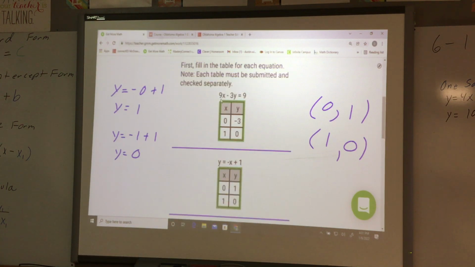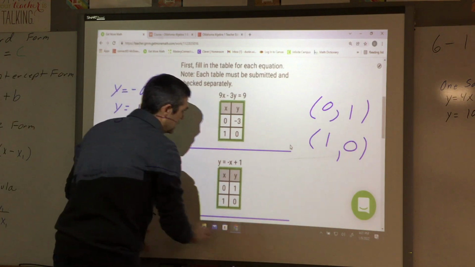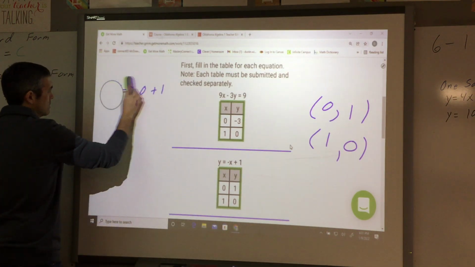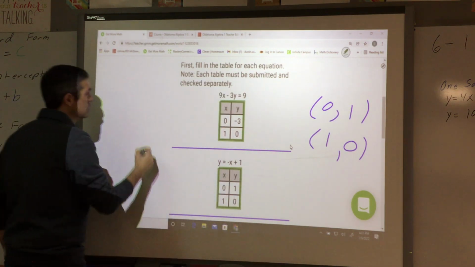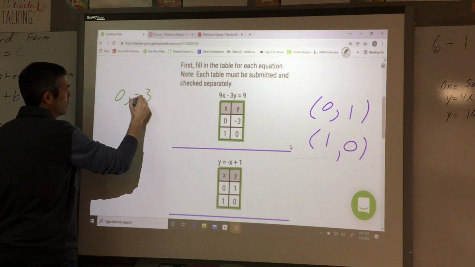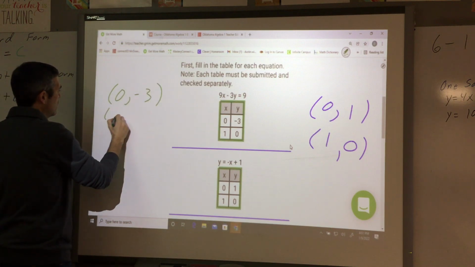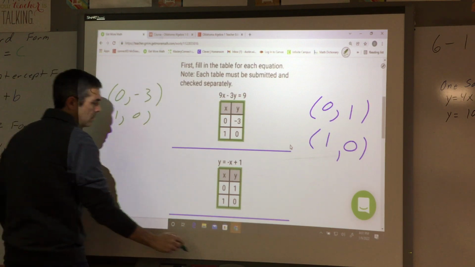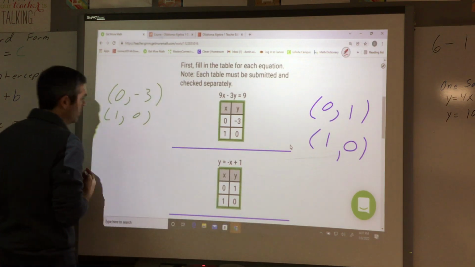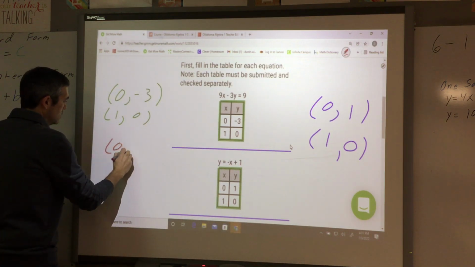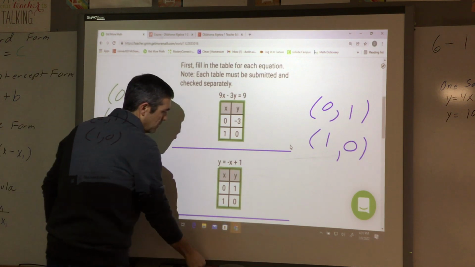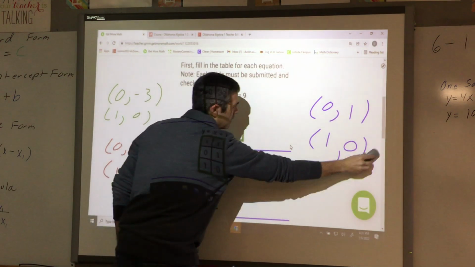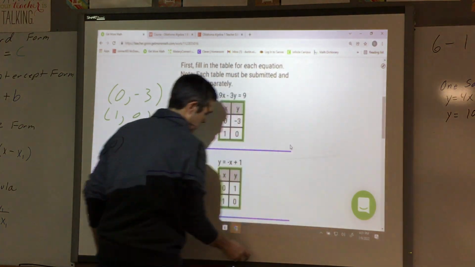All right, now I need to graph these points. Okay, so for my first line, I'm going to write these down so that I don't mess them up whenever I graph it, because I'm going to scroll up here and not be able to see them. So my first point, 0 comma negative 3. This is on one line, 1 comma 0. And then on my other line, 0 comma 1, 1 comma 0. These are my 2 lines, okay? And I'm about to graph.